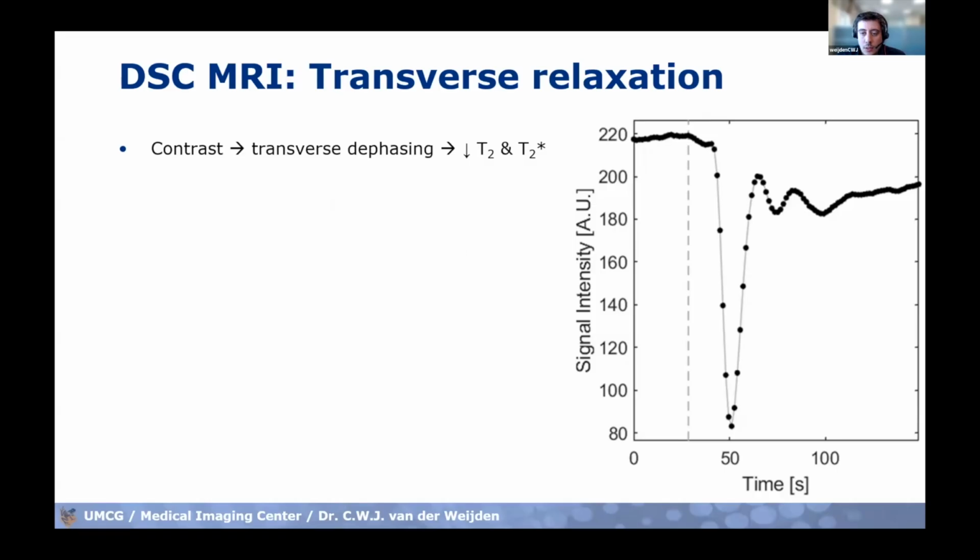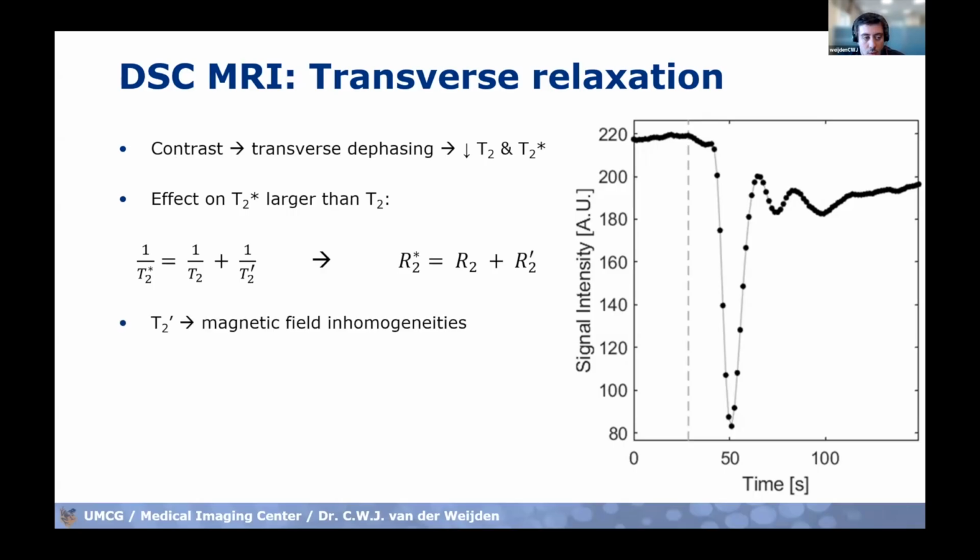As gadolinium passes through the tissue vasculature, it accelerates the transverse dephasing, which shortens the T2 and especially T2*. The effect is generally stronger on T2* than on T2 because T2* is sensitive to both T2 decay and T2' decay, as you can see here with the typical relaxation formulas. T2' is the additional dephasing caused by local magnetic field inhomogeneities.